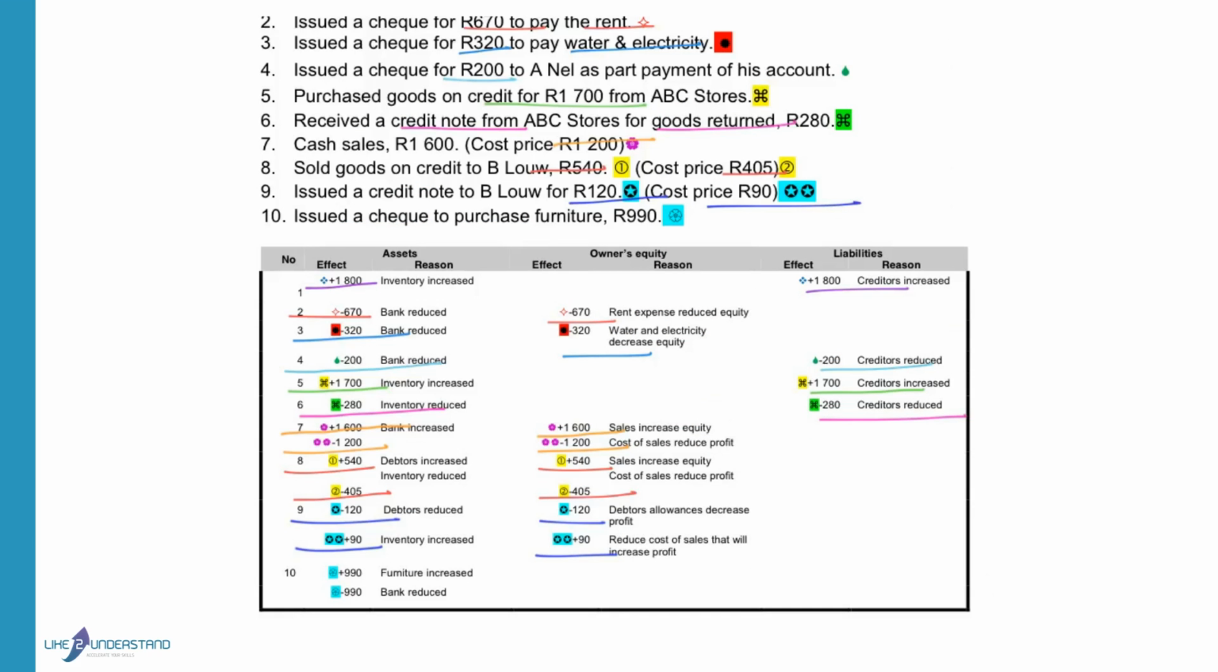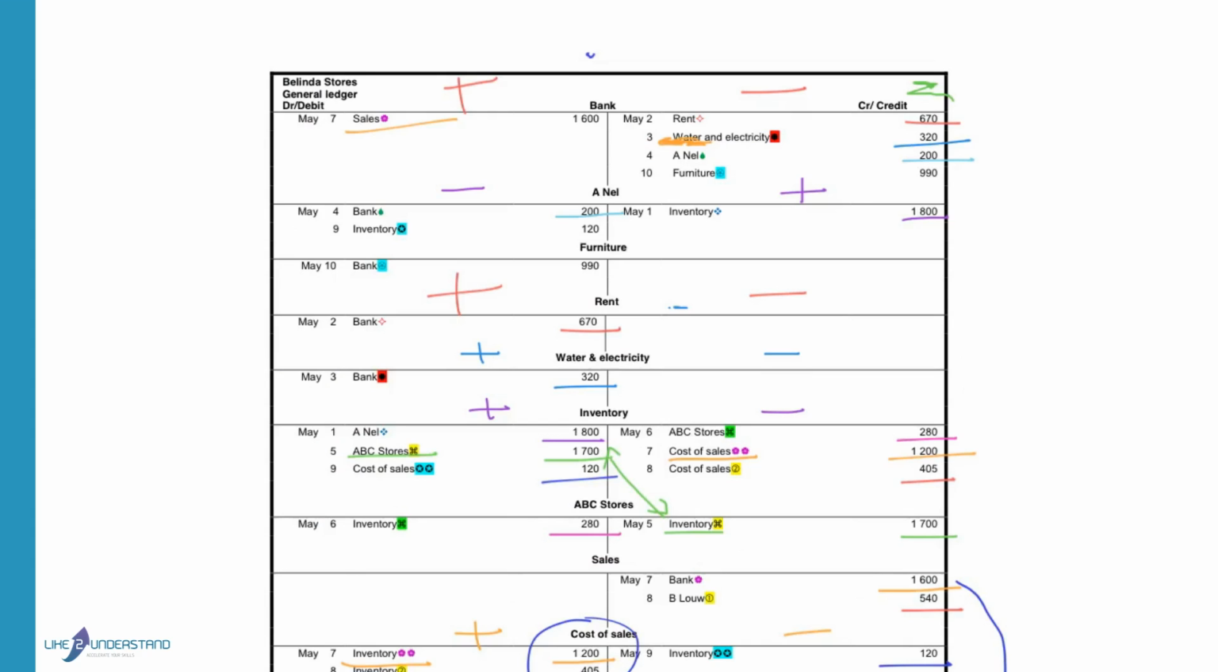Issued a cheque to pay for furniture, 990. Furniture increases, so my asset increases. We take the money out of the bank, so my assets decrease. So what did we do here? We change one asset into another asset. The bank is credited with the 990, and the furniture account, that is an asset, will increase on the debit side because assets increase on the debit side.